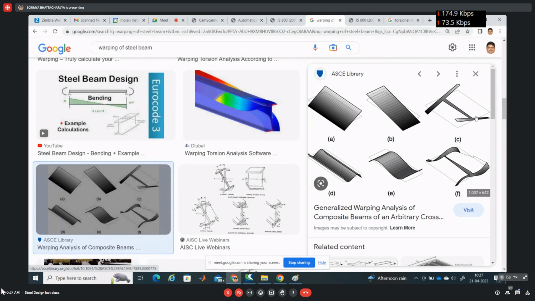The plane section is shown by this line, this rectangular box was the plane section. But after warping, you see this flange has rotated in this plane, and the other flange has rotated in the reverse plane. So now the plane section is not remaining plane. So that is the example of warping.